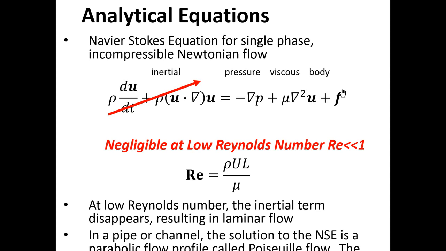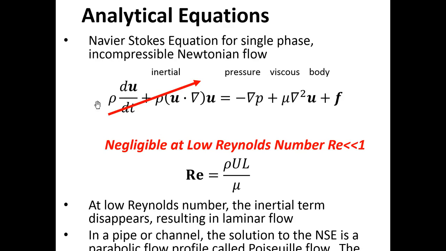The Navier-Stokes equations are a statement of balancing forces, and also balancing momentum. There are different force terms in here: body force, viscous force, and pressure force. And on the left side here is what's called the inertial force.